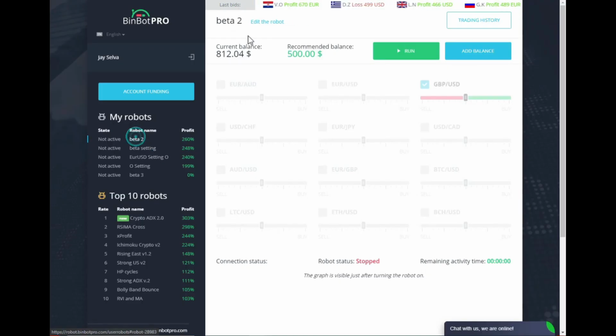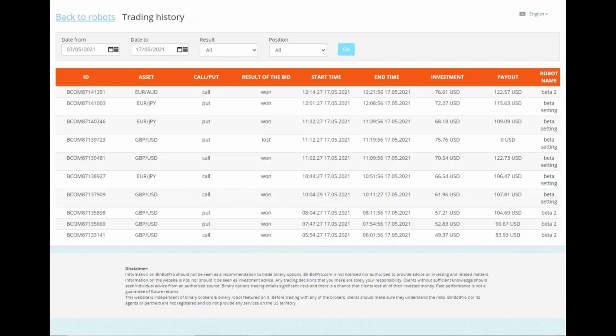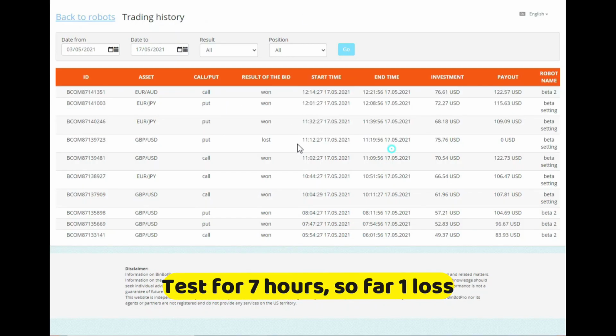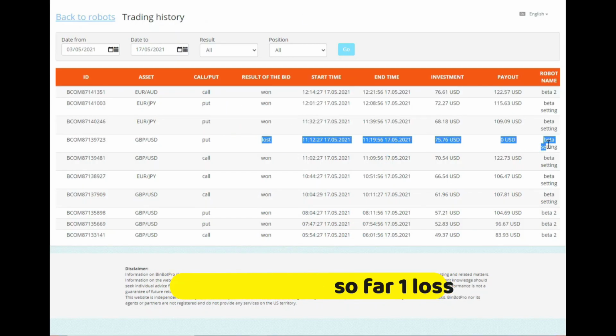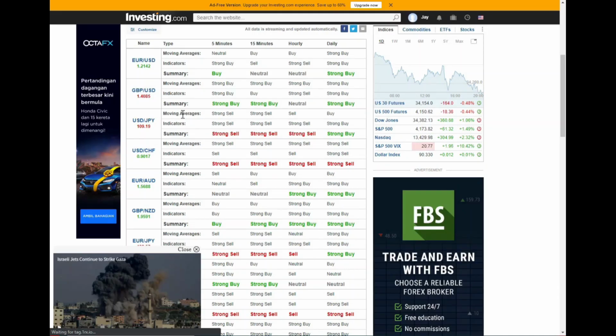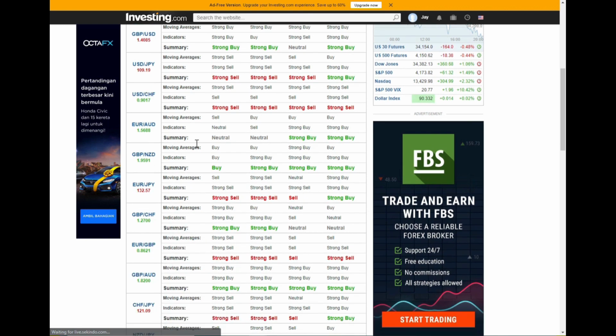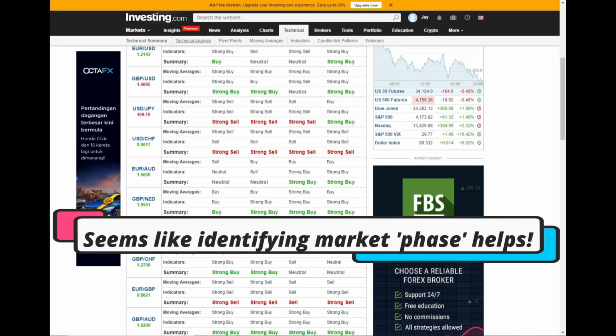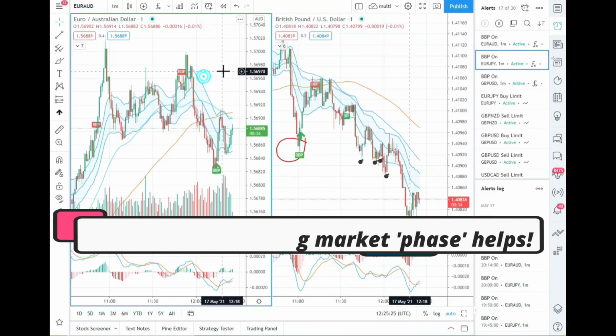Alright guys, my balance currently stands at $812. So it's been a long day. I've been testing this new execution method for about 7 hours now, and so far it's going very well. I only have one loss, so basically it's confirmed that the combination of using the technical summary as well as this new Pinescript code is going really well.